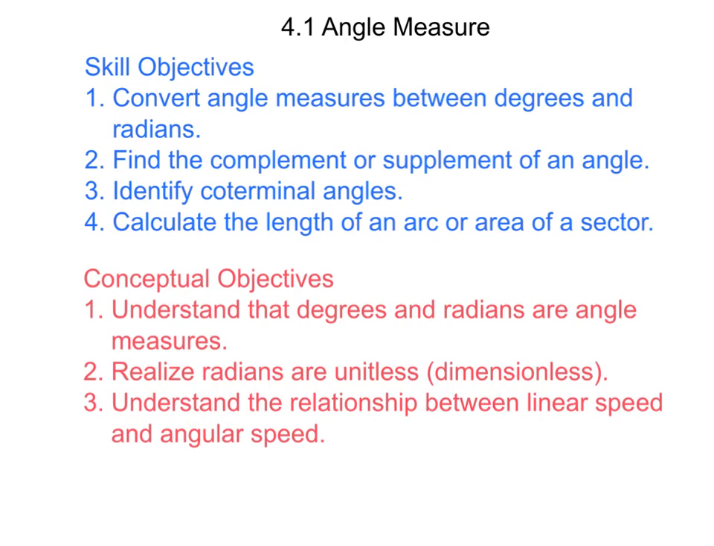Our conceptual objectives for this video are: 1. Understand that degrees and radians are angle measures. 2. Realize radians are a unitless or dimensionless measure. And the third thing is understand the relationship between linear speed and angular speed. So we want to find that relationship.